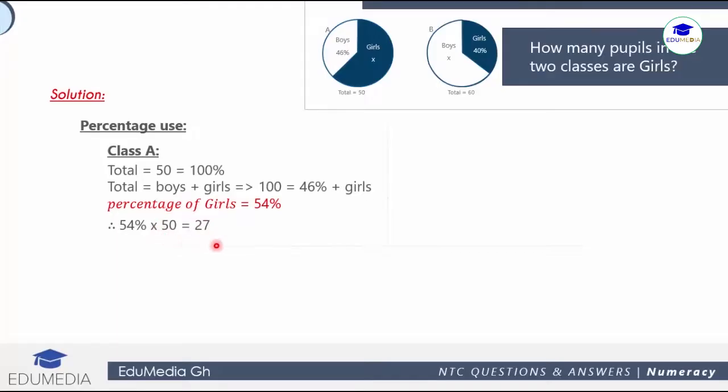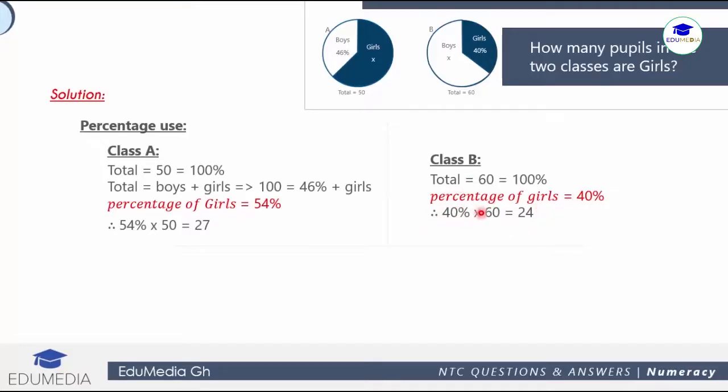Now when we get to class B, in class B also we have the total number of pupils to be 60, and then we can also use 100% to denote that. We have been given the percentage of girls, which is 40%. So straight away we're going to take 40% times 60. 40% is the percentage of girls, and then 60 is the total number of pupils in the class. So we are converting to the actual number of girls in the class. So 40% times 60, that's 24. All right, so in class B we have 24 girls, in class A 27 girls.